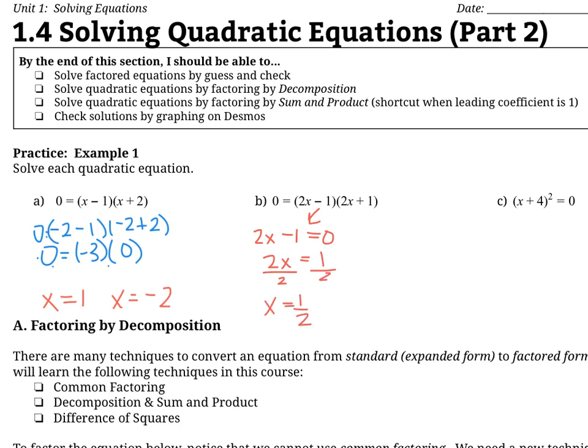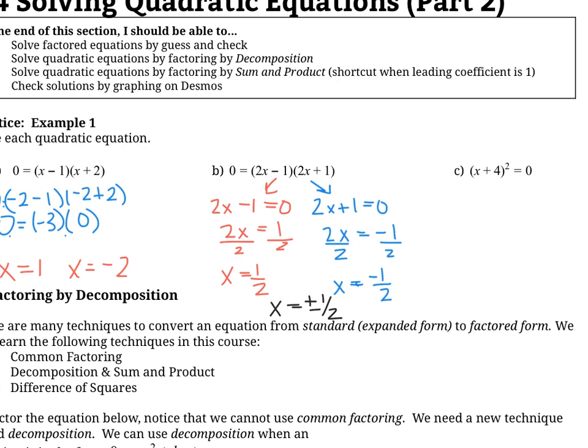So that's one solution. The next solution is going to be very similar. Just set 2x plus 1 equal to 0 and solve for x. So we have 2x is equal to negative 1, divide by 2, and we have x is equal to negative 1/2. So those are our two solutions, 1/2 and negative 1/2. An easier way to write that is just that x is equal to plus or minus 1/2.